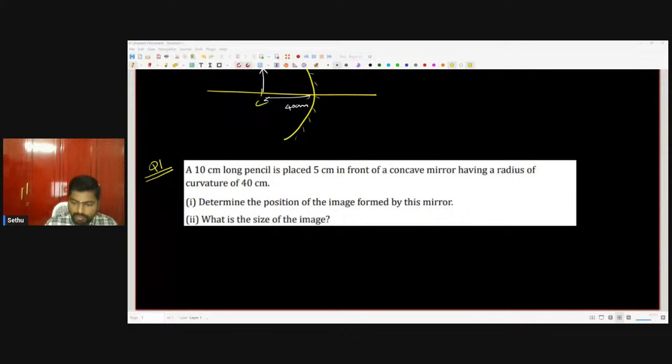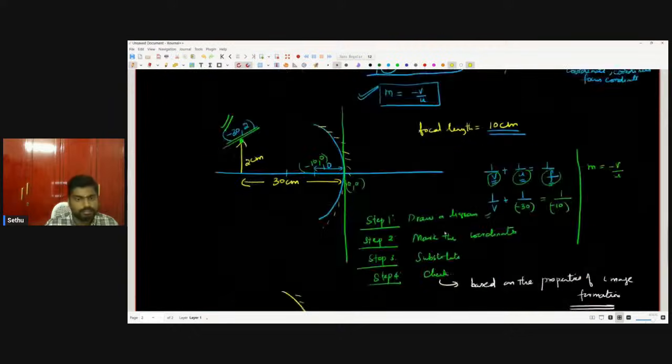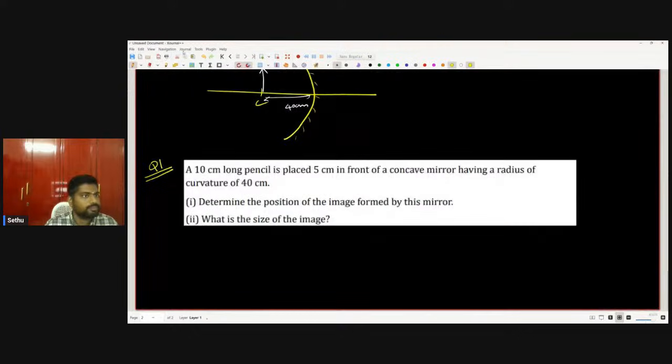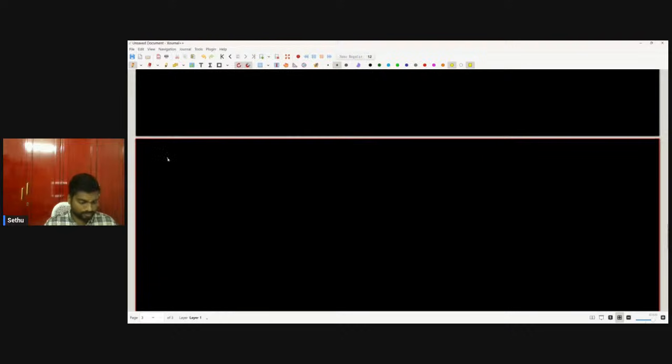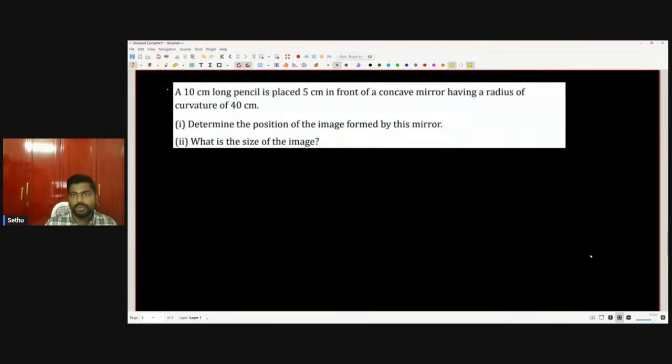So how would you solve? Let's look at this. A 10 centimeter long pencil is placed 5 centimeter in front of a concave mirror having radius of curvature 40 centimeter. Okay, let me move on to the next page. Sorry. Yeah, so here we go. So this is the question.